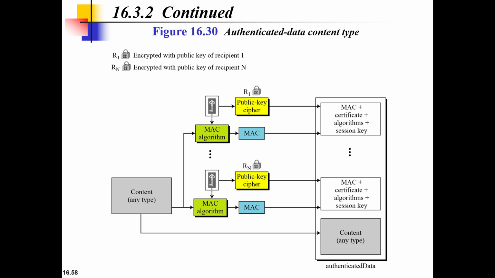The first step is using a pseudo-random generator, a MAC key is generated for each recipient. Second step is the MAC key is encrypted with the public key of the recipient. Third step is a MAC is created for the content. Fourth step is the content and the MAC, algorithms and other information are collected together to form the authenticated data object.